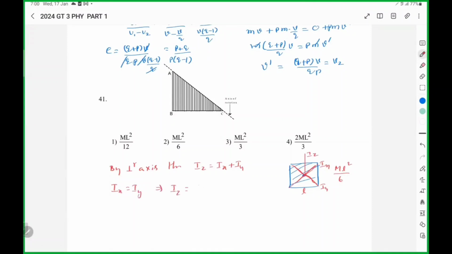Iz is ml square by 6, which is equal to 2 times Ix, in the sense of diagonal AC. So it is ml square by 12.